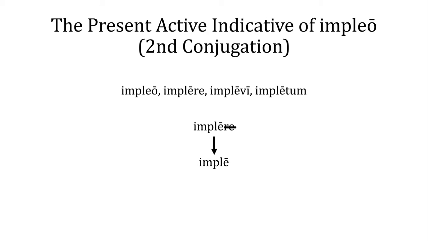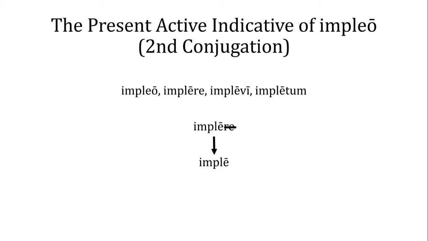All right, so we're finding the present active indicative stem for the present system stem. So what do we have? We have the four principal parts. We take the second principal part, we drop the re from the infinitive, and we're left with imple, and this one has the macron.